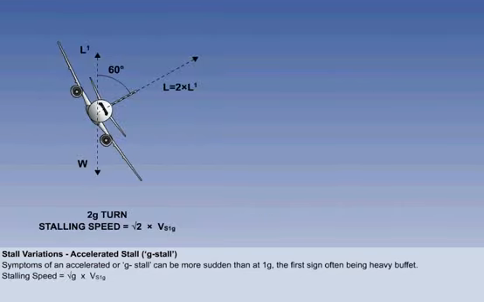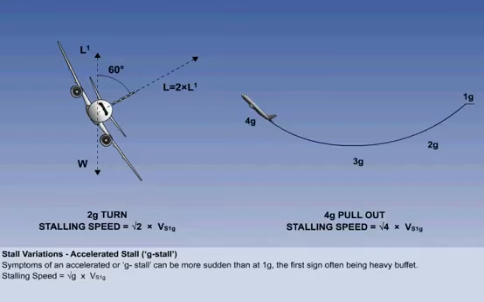For example, in a 2G turn, stalling speed will be 1.41 times the 1G speed, and in a 4G dive pullout, double the 1G speed, the increase being, as you have learned, proportional to the square root of the load factor.